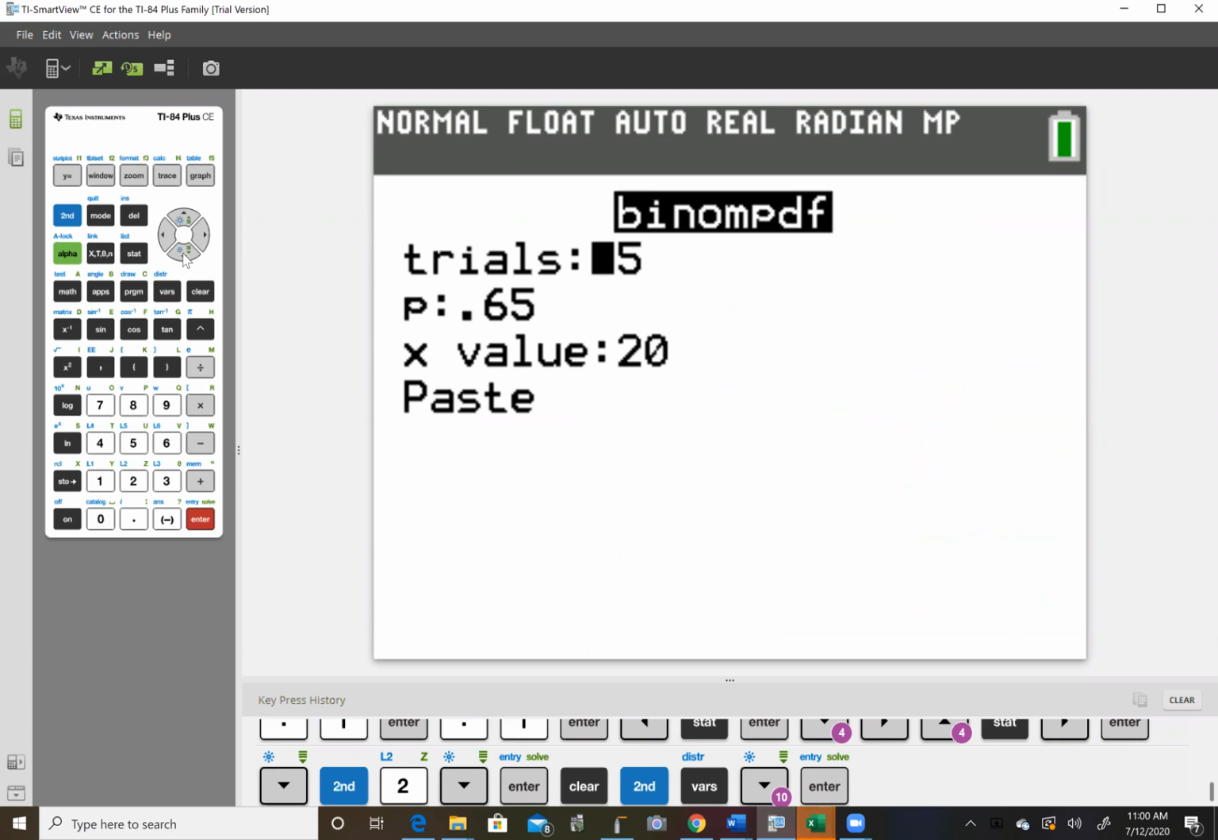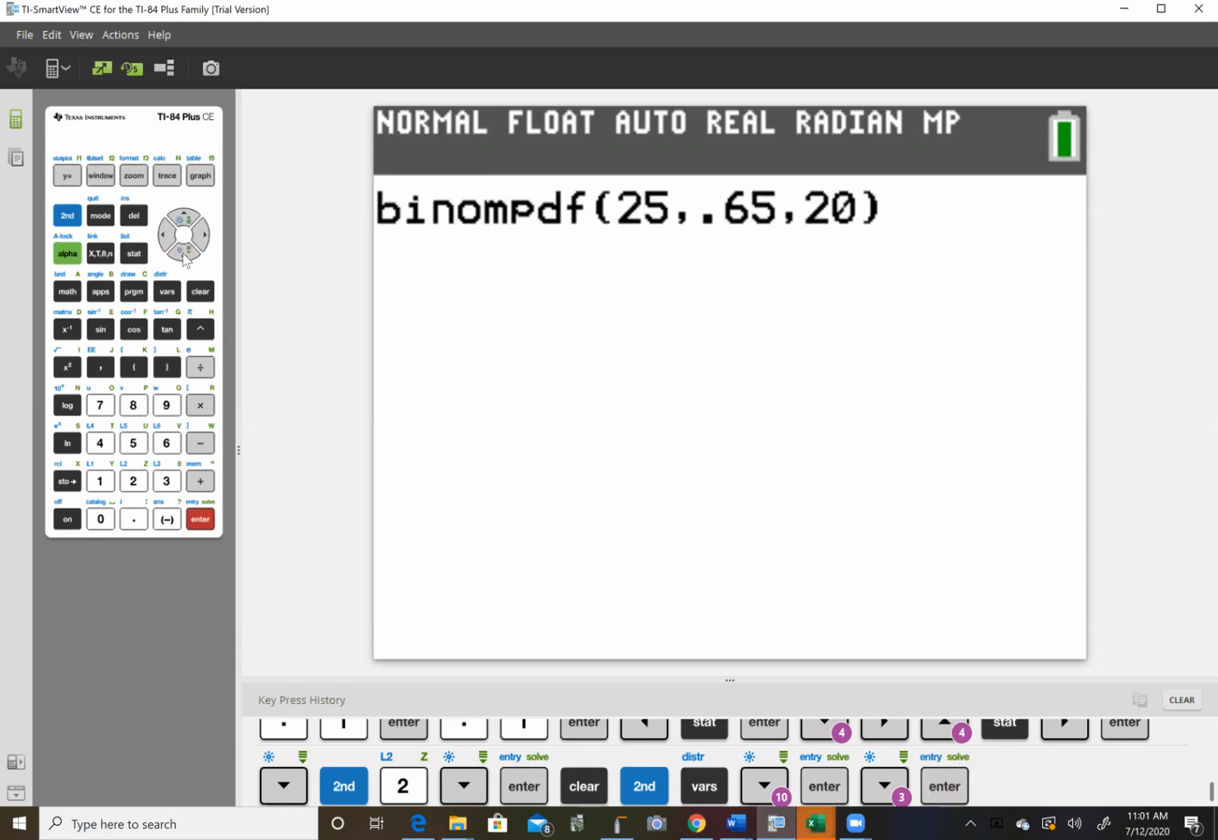The number of trials, remember we were looking at 25 days of late buses, right? So the number of trials was 25. The probability or the proportion was 65%, so we put 0.65. Remember, calculators can only use decimals. And the X value: what I want to know is the probability that he will be late exactly 20 times. So I put 20 there, enter on paste.